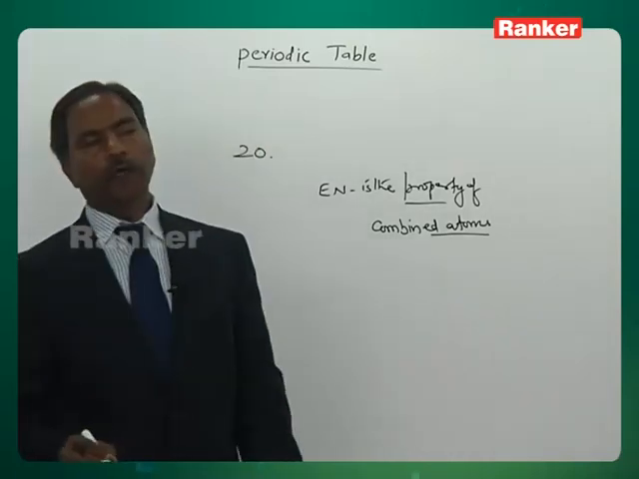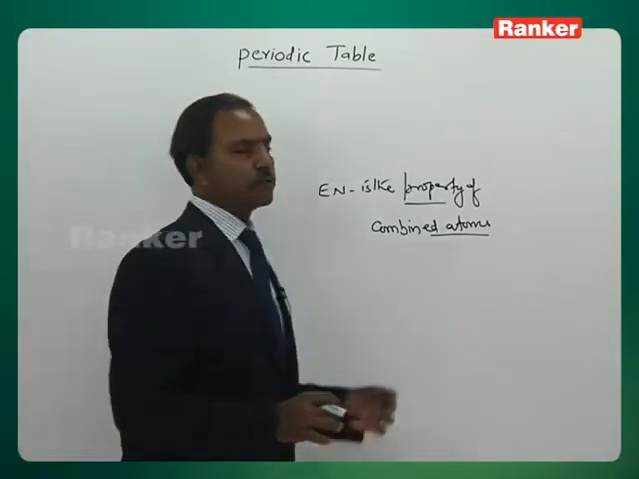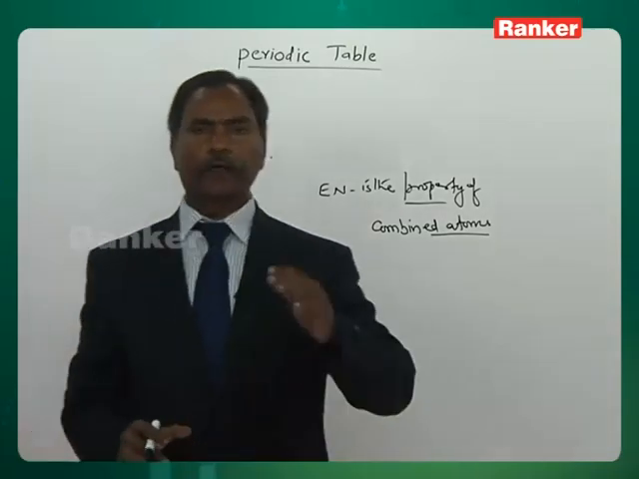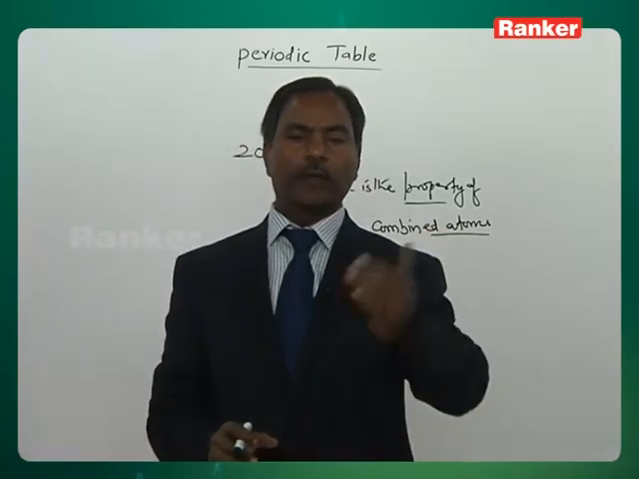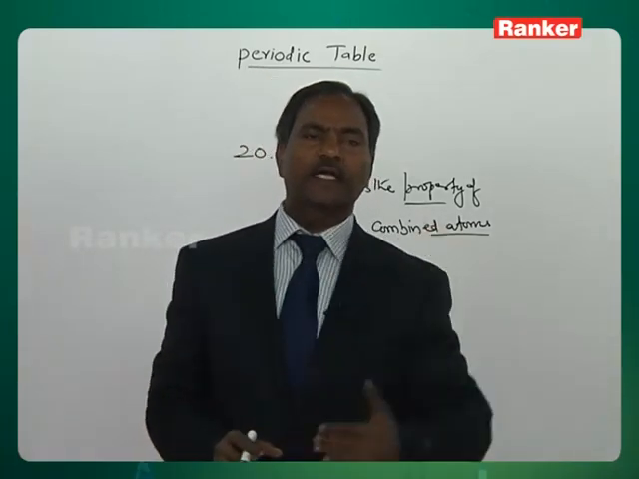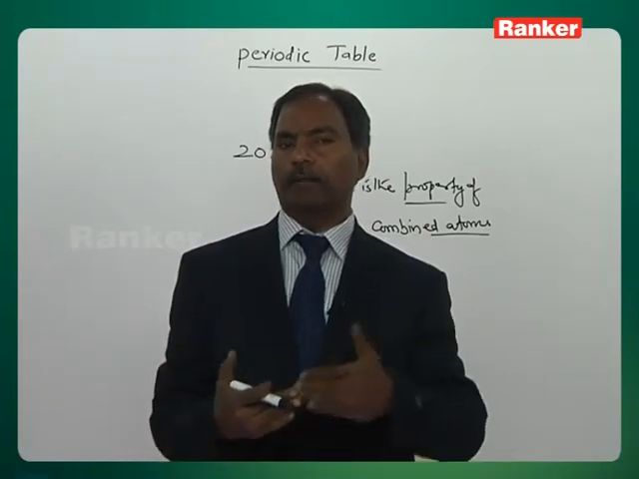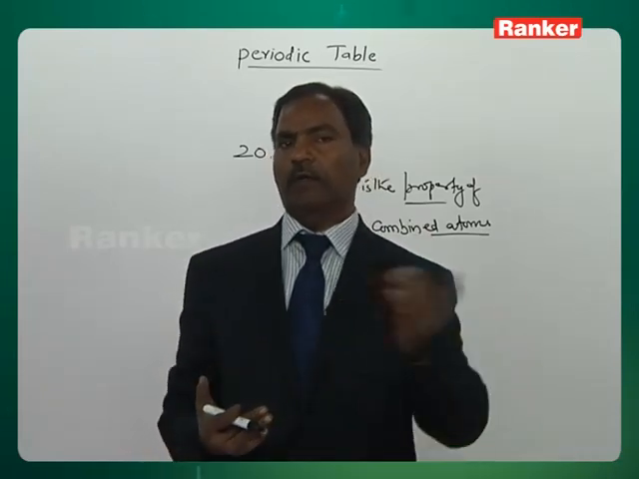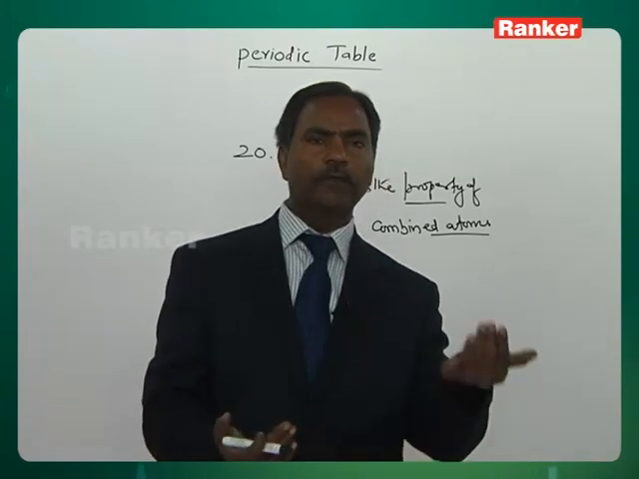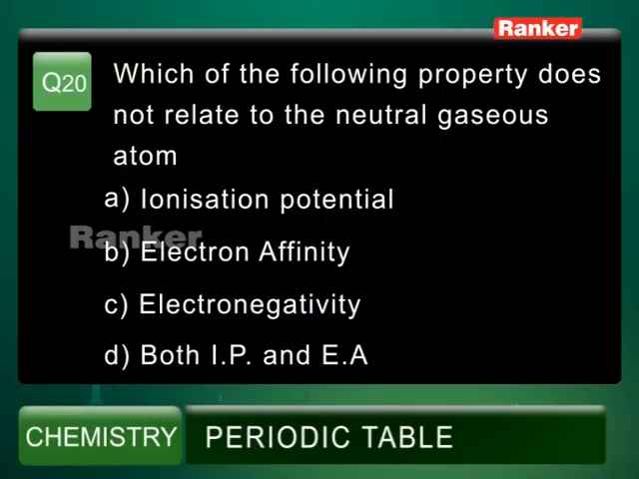Electron affinity is the property of isolated atoms. Therefore, for question number 20, only electronegativity. What is given? The property does not relate to a neutral gaseous atom. Electronegativity is actually for combined atoms only. We can compare the electronegativity between the bonded atoms only, which is more electronegative and which is less electronegative. Therefore, question number 20, answer is C.